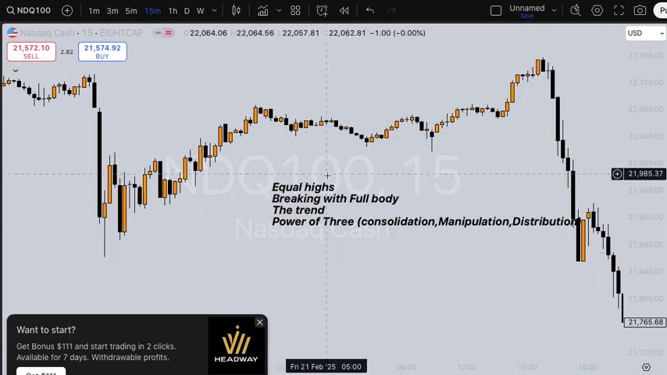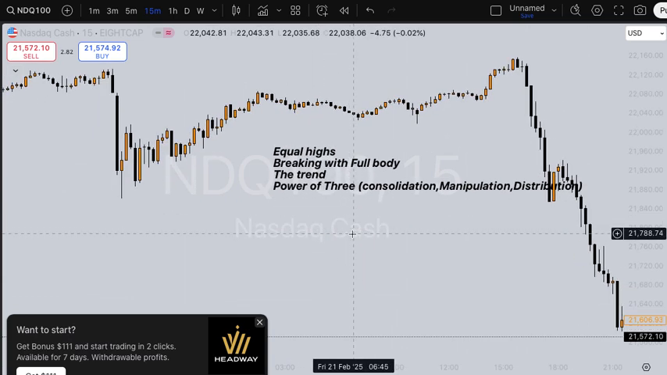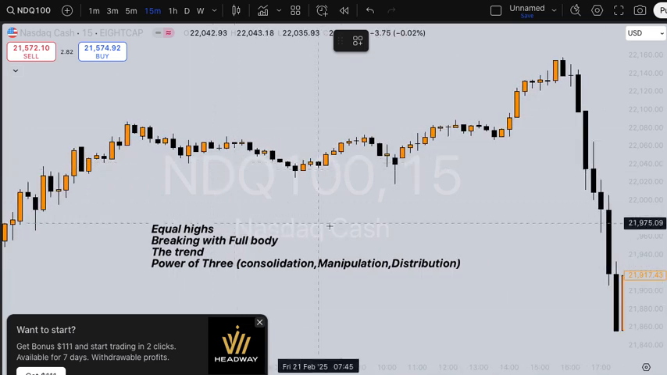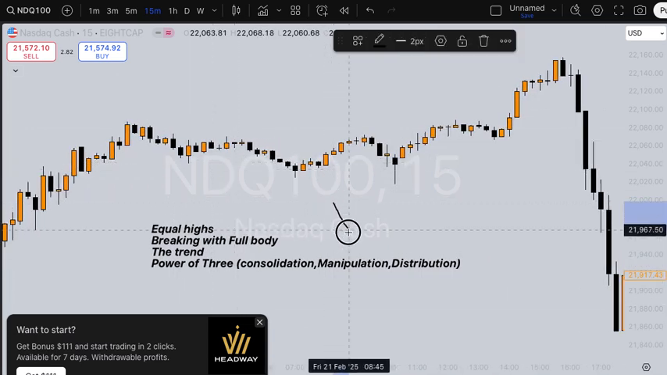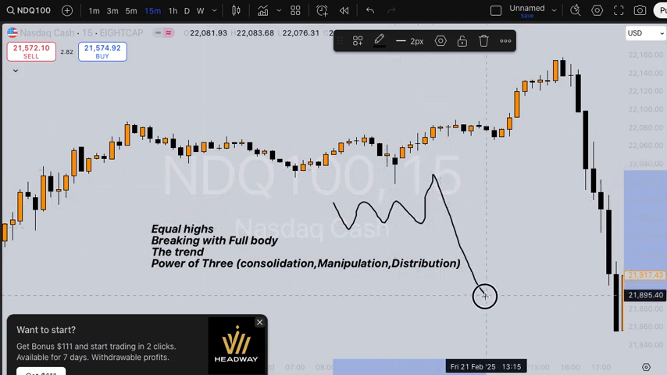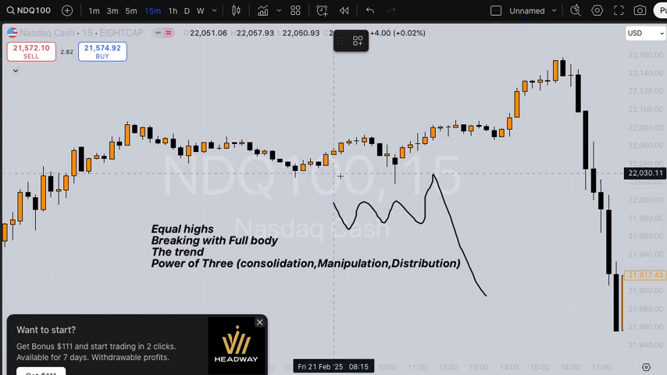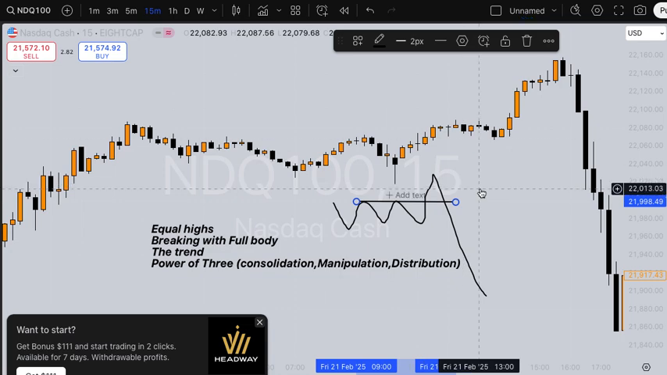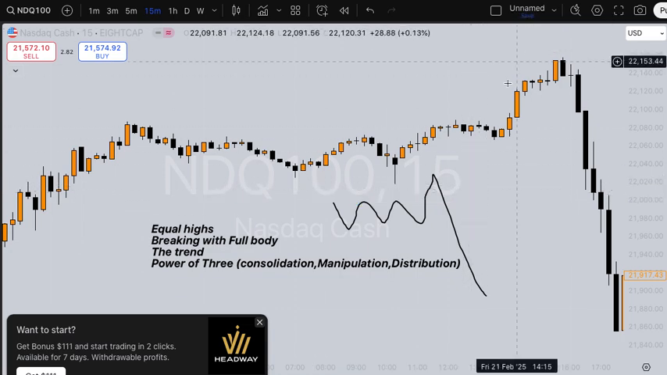Simple, right? Speaking of equal highs, breaking with full body, the trend, and power of 3. So what are equal highs? I wanna make it very interesting and simple. I'm gonna draw them just right here. Equal highs is when the market is free, things like this. Highs that are equal, and it comes back, takes them out, goes to the downside. So we say these are our equal highs. Vice versa. Simple. I hope you understand me when I say vice versa.